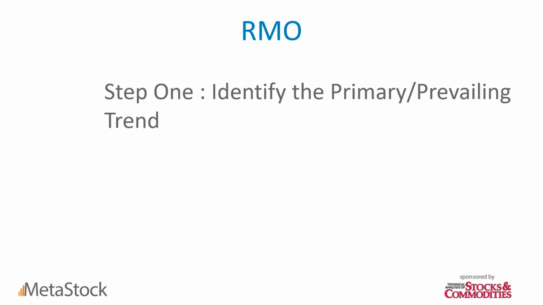Since it's a trend following system, what we want to be able to do is identify the trend. When we start to talk about RMO, there are really 3 different trend measurements it's going to take for us. The first one is the primary or prevailing trend. The second is the intermediate, and the third is the short term. So long, medium, short. Actually, we're going to go long, short, medium, but I'll be clear about that as we go.